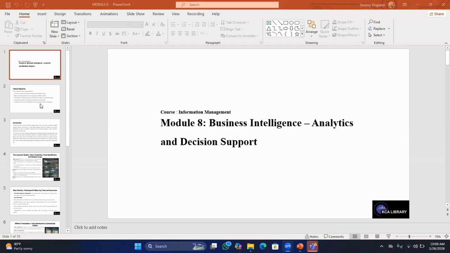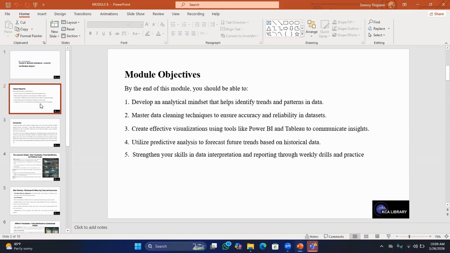Now, by way of module objectives, we'll be looking at developing an analytical mindset that helps identify trends and patterns in data. We'll be looking at mastering data cleaning techniques to ensure accuracy and reliability in data sets. We'll be looking at creating effective visualizations using tools like Power BI and Tableau to communicate insights. We'll also be looking at utilizing predictive analysis to forecast future trends based on historical data. We'll also be looking at strengthening your skills in data interpretation and reporting through weekly drills and practices.